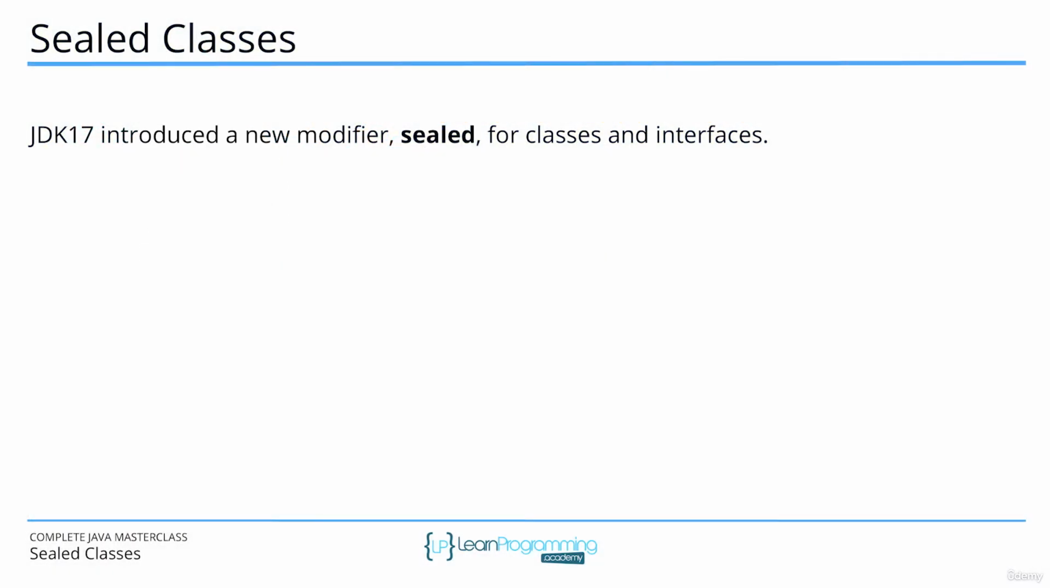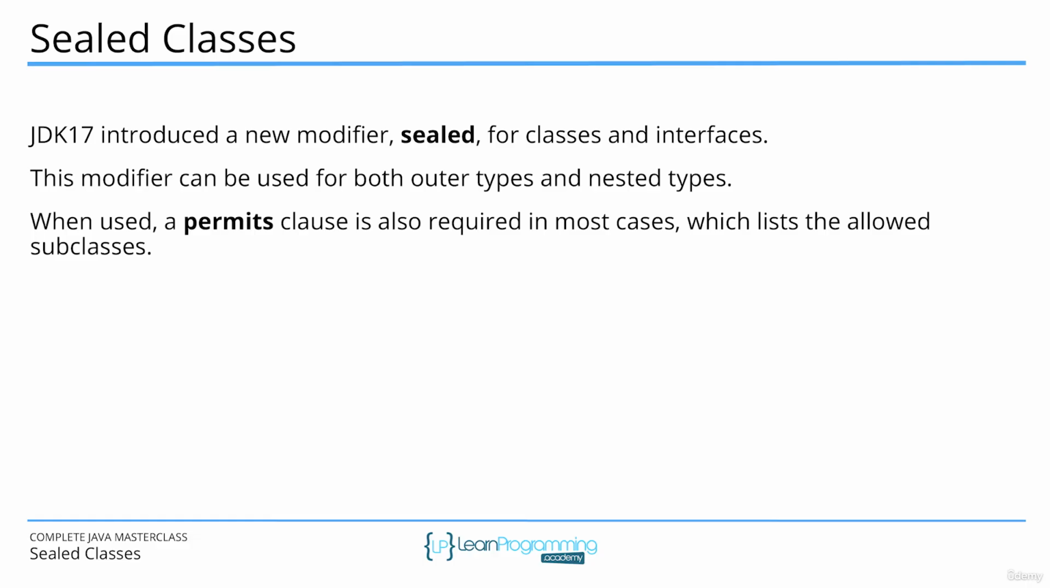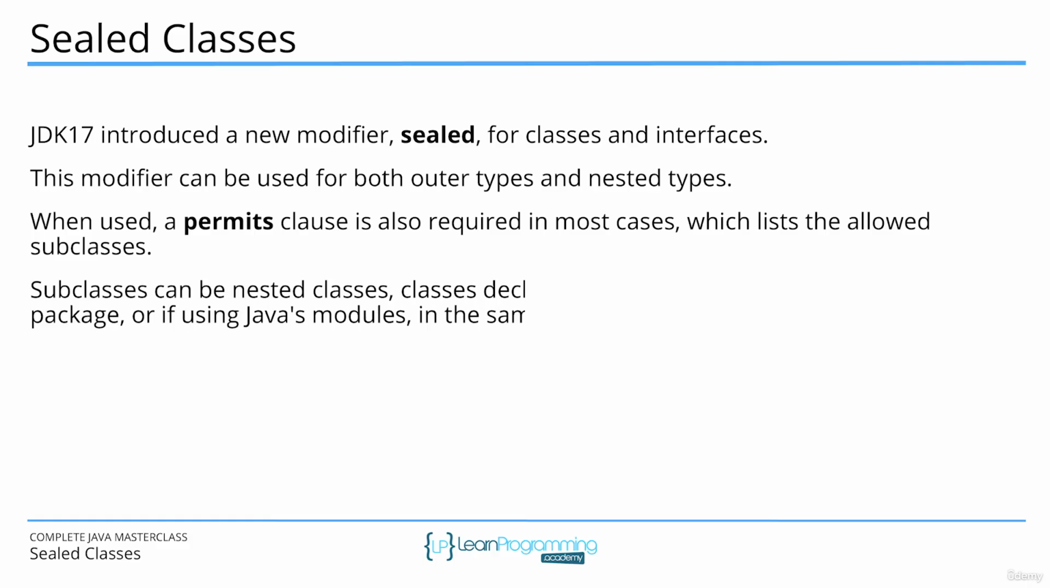JDK 17 introduced a new modifier, sealed, for classes and interfaces. This modifier can be used for both outer types and nested types. When used, a permits clause is also required in most cases, which lists the allowed subclasses. Subclasses can be nested classes, classes declared in the same file, classes in the same package, or, if using Java's modules, in the same module.